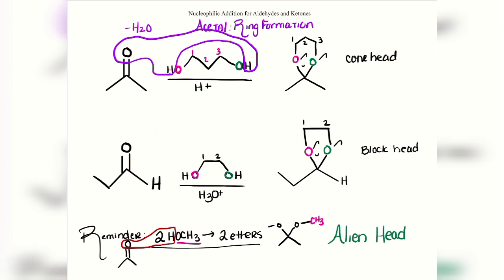So at the end of the day, every time you're doing acetals and you note that your alcohols are connected together, connected to one chain, you will always get an alien head.